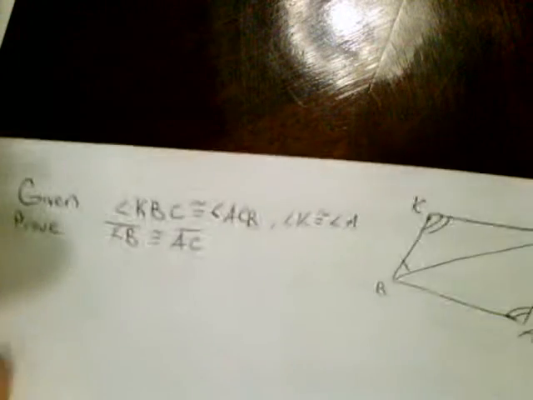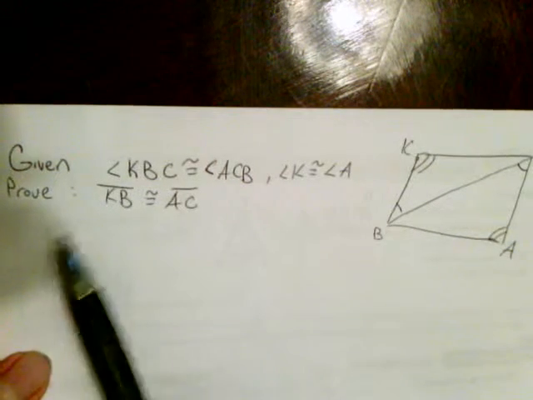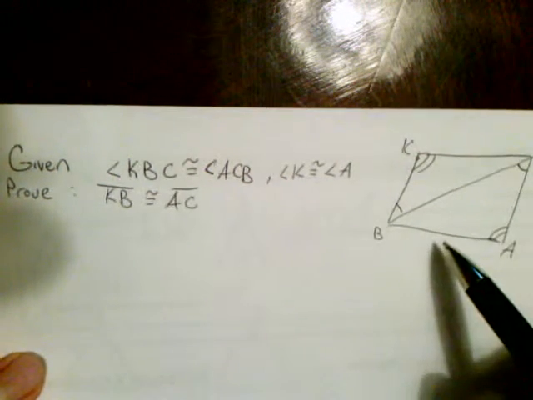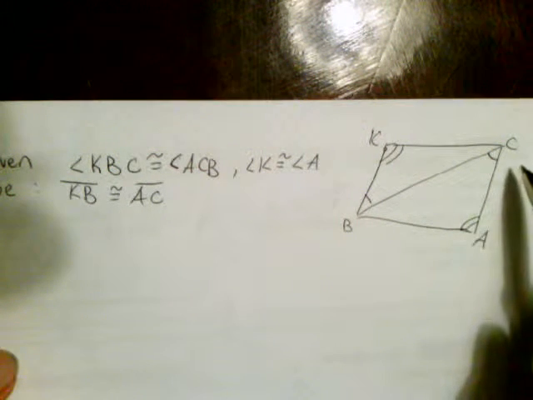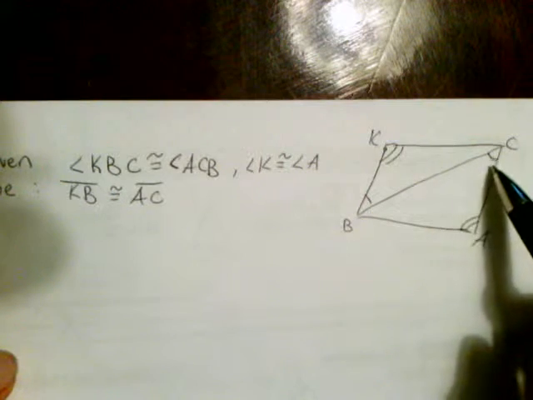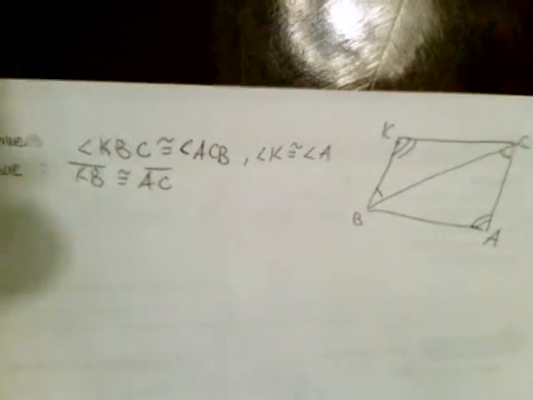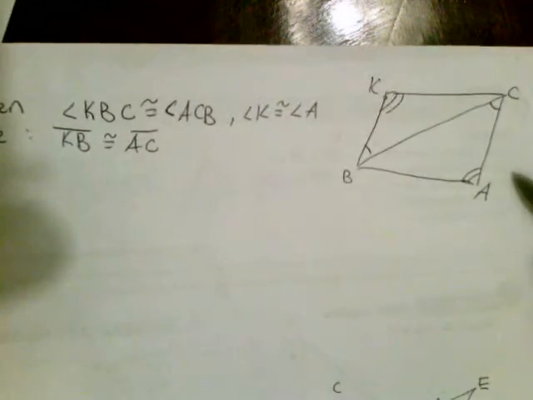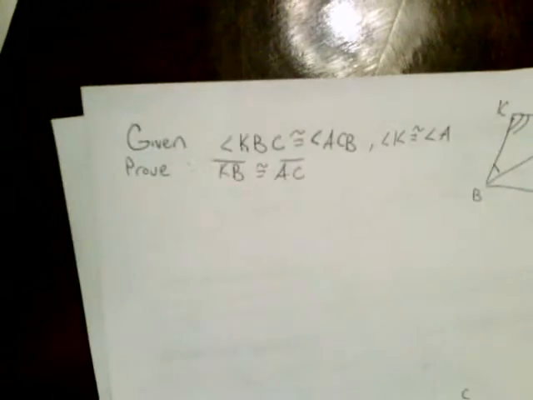Let me show you how this works in an actual example. So on your paper, the first proof, I know this is a bad drawing, but whatever. The first proof says you're given that angle KBC is congruent to angle ACB. So these two angles are congruent. It also says that angle K is congruent to angle A. What we're going to try to prove is that KB, this line right here, is congruent to AC, which is this line right here.